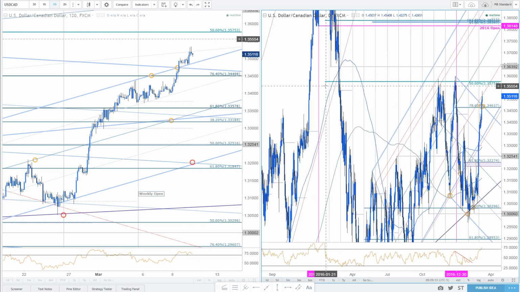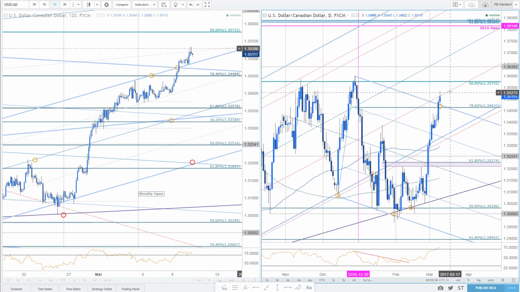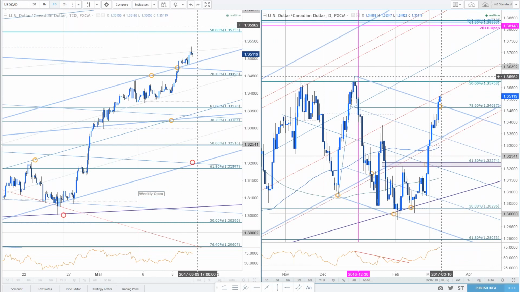It's a long-term 50% retracement of the entire 2016 range. You bet. If we get a spike, especially tomorrow, Pete, if you were to get some dollar strength that spikes into this region, I'd be looking for exhaustion right off the bat. Yeah, I'm with you on that one.